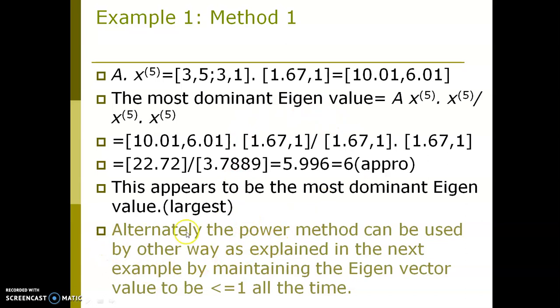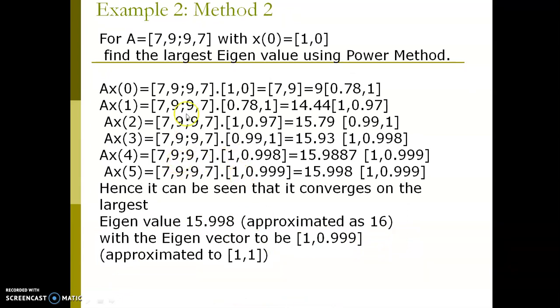Alternately, instead of using this type of calculation, we can also use the power method for getting the largest eigenvalue and eigenvector, where the eigenvector values will always be less than or equal to 1. Now let us see this second method in this example. For A equal to 7, 9, 9, 7 with x0 given as 1, 0, because now the condition is that it should not be greater than 1, we take this as the initial approximation for finding the largest eigenvalue and the corresponding vector. If we start calculating, Ax0 becomes 7, 9.